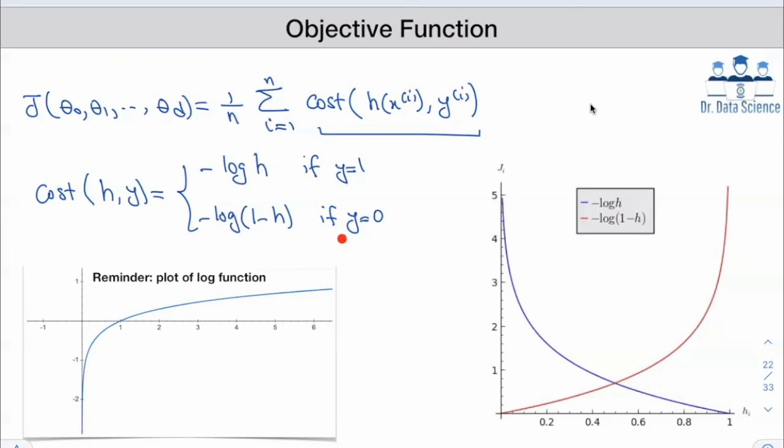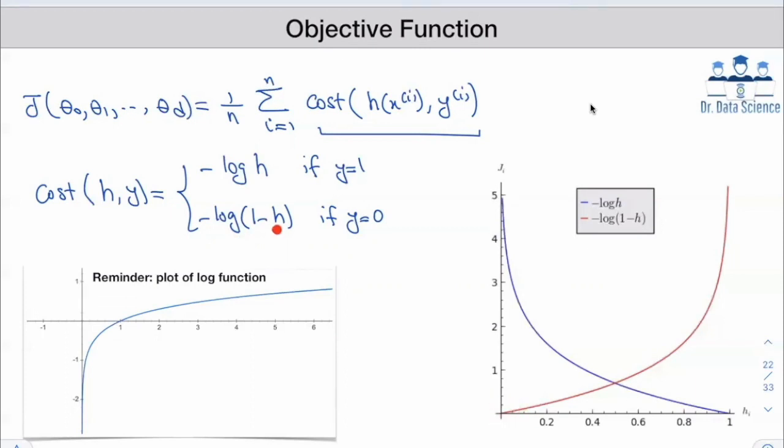And now if y equals 0, right? So now we want to have exactly the opposite of this. The error we pay is 0 if the probability that that data point belongs to class 1 is 0, meaning that that data point belongs with 100% chance to class 0, right? So you can see that here, if I set h equal to 0, we get negative log of 1 minus 0, which is negative log of 1. And log of 1 is 0, so that's where we are.